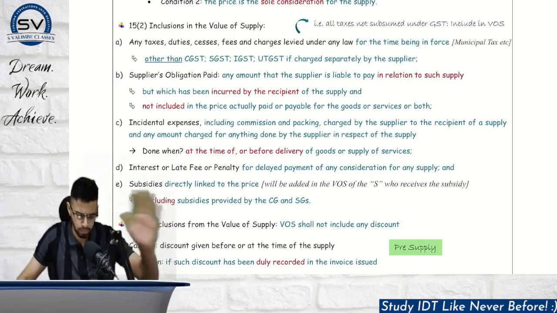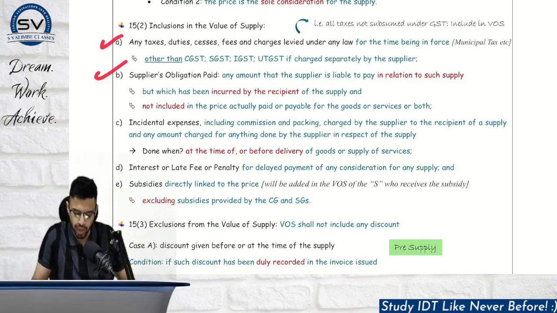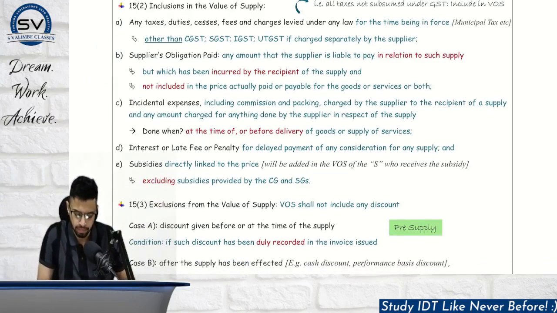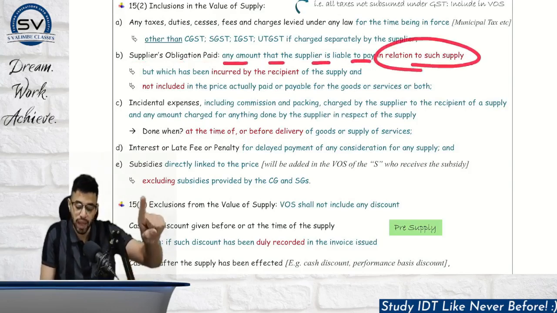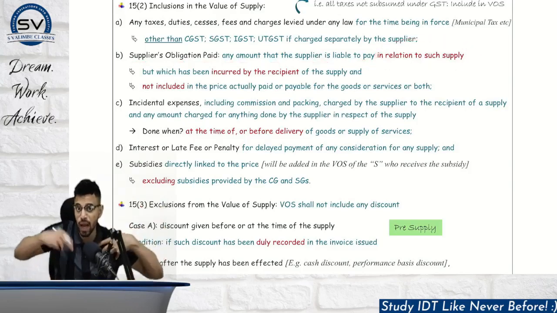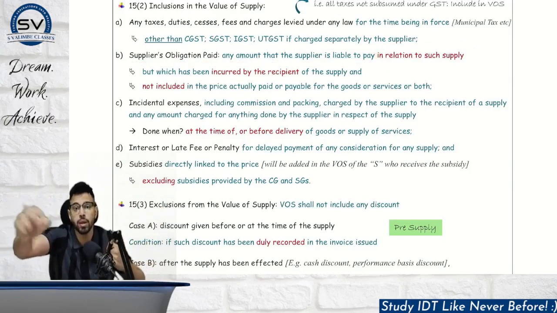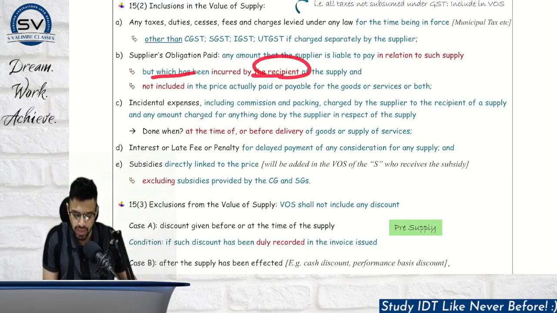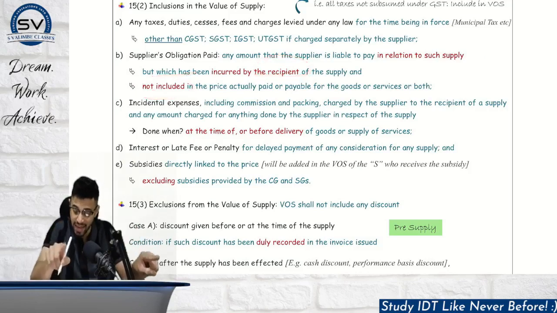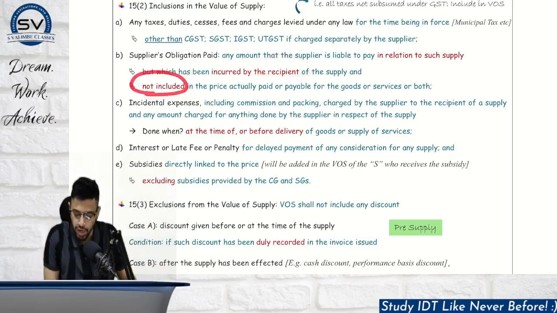This is simply clear, plain and simple. Clause B, this is important. Read it, then I will take an example. Supplier's obligation paid: any amount that the supplier is liable to pay in relation to supply. I am a supplier, I was liable to pay, but this was incurred by the recipient of the supply, and the second condition, not already included in the price paid or payable for the goods, services, or both.